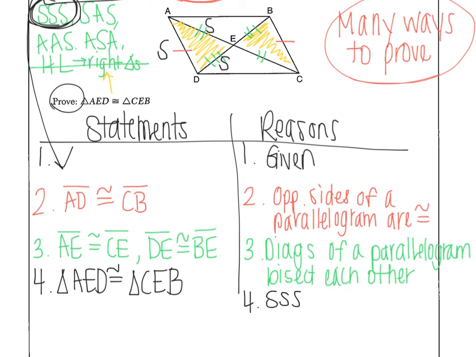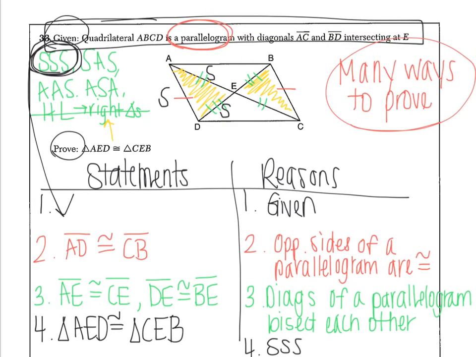But as I mentioned earlier, there's many ways to prove this. We could have talked about vertical angles being congruent. We could have talked about opposite sides being parallel, which would then give you alternate interior angles that are congruent on both sides. 1, 2, 3, 4. So then we could have proven by AAS, ASA, SAS, or like we did side, side, side.